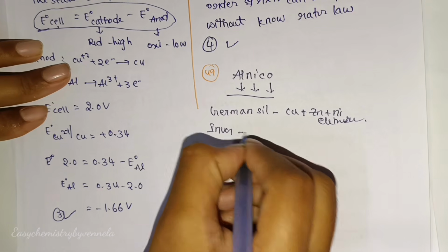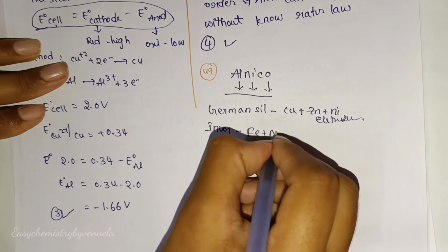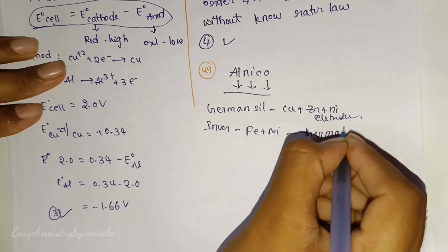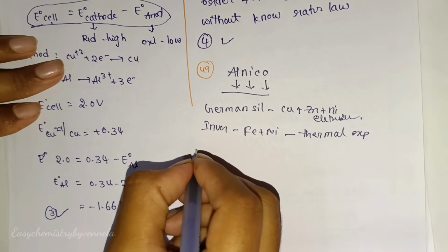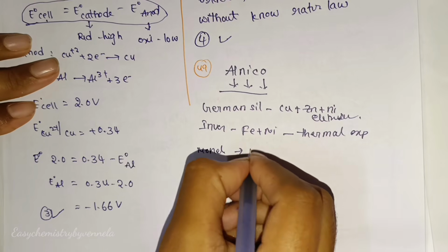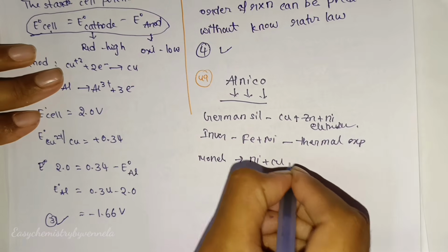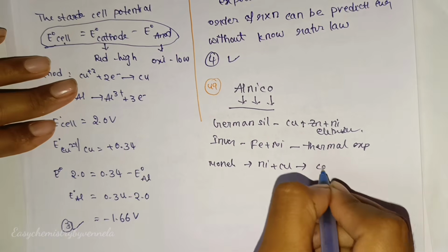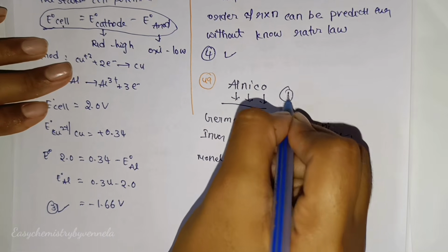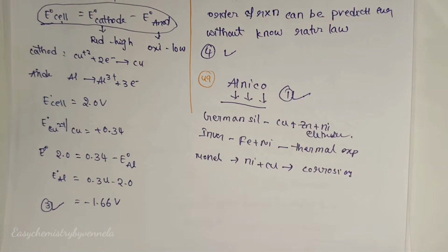Next, invar. This is composed of iron and nickel. It is used where low thermal expansion is needed. Next, this one is mainly nickel and copper. It is used for excellent corrosion resistance. So in this, the correct option is the first one.